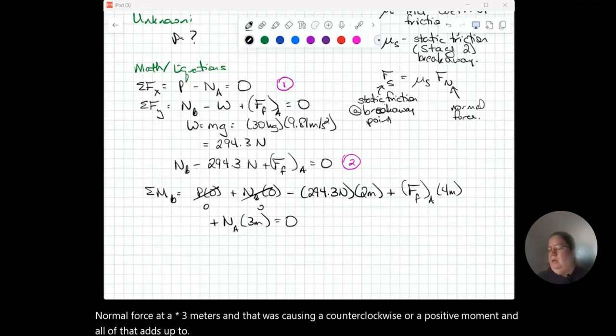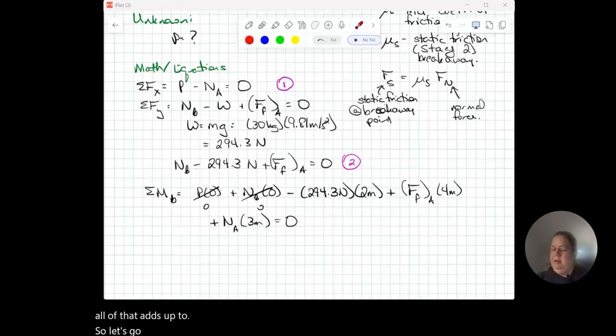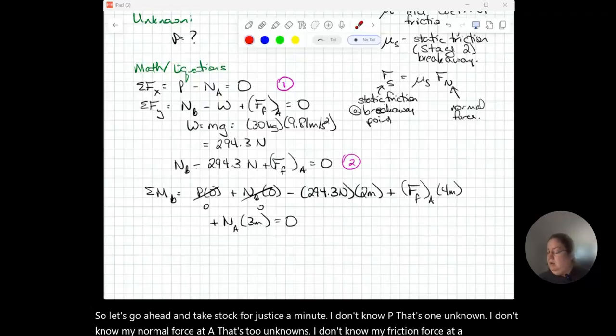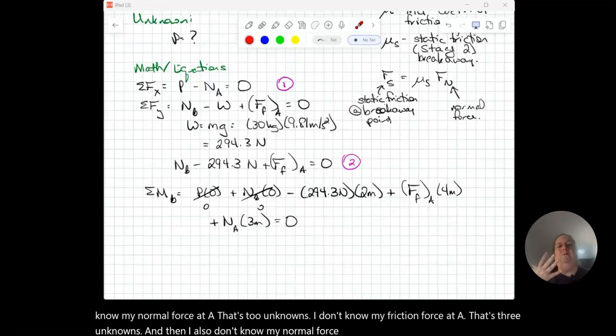0. So let's go ahead and take stock for just a minute. I don't know P, that's one unknown. I don't know my normal force at A, that's 2 unknowns. I don't know my friction force at A, that's 3 unknowns. And then I also don't know my normal force at B, that ends up being 4 unknowns.